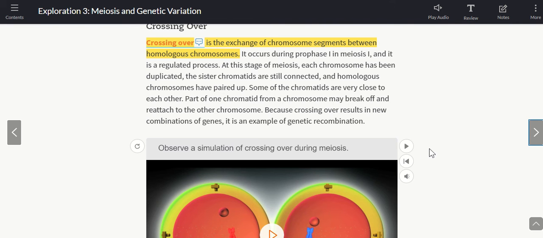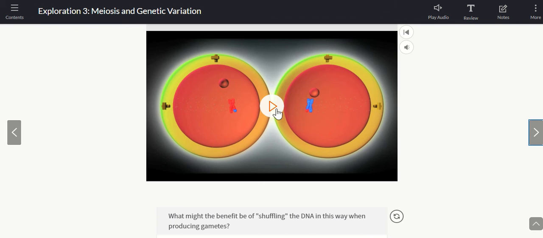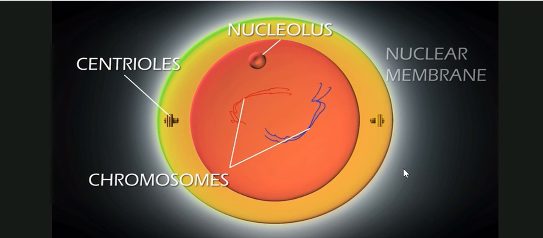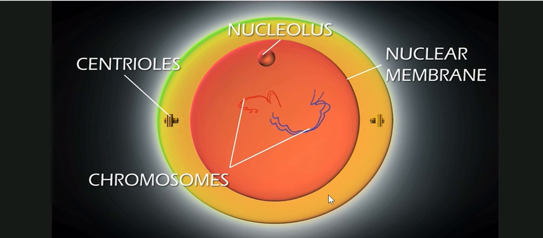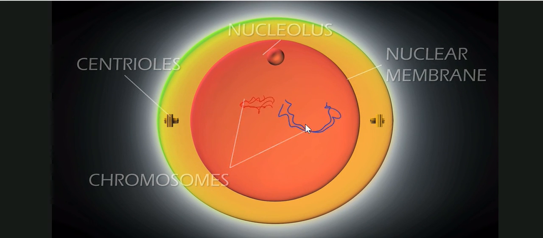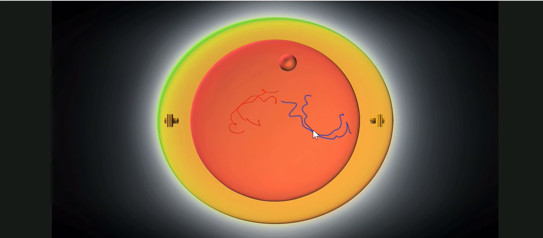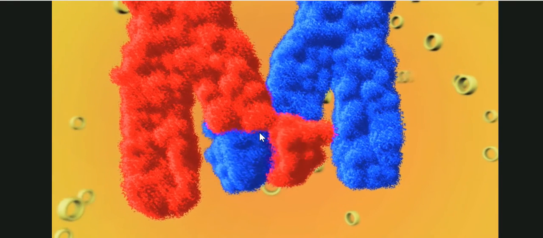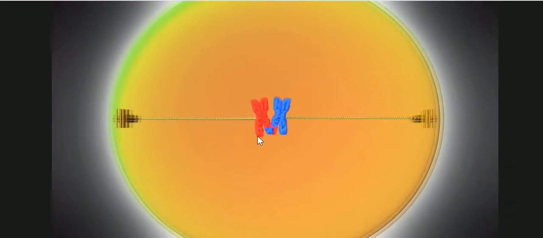Now this video kind of shows what that looks like. So I'm going to play it real quick for you because it's only about a minute long. As you can see here, we have our two chromosomes, a red chromosome and a blue chromosome. And right now they haven't condensed yet. Right now they're in their loose chromatin form. But as we begin this process, they're going to condense. And then as you can see here, they're going to trade comparable sections.